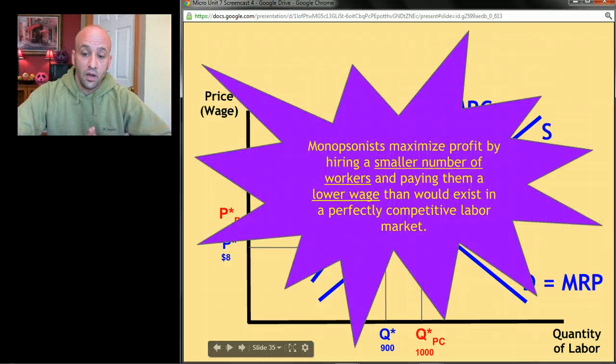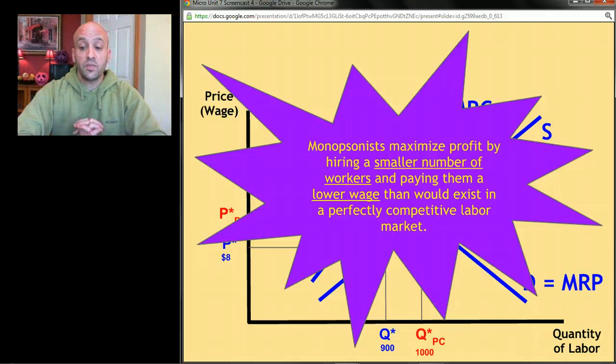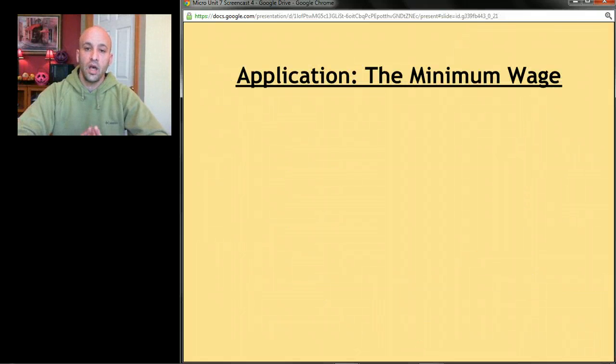All right, so the upshot here: monopsonists maximize profits by hiring a smaller number of workers and paying them a lower wage than would exist in a perfectly competitive labor market. Really important in this screencast to understand how perfectly competitive labor market graphs work and how monopsony graphs work. Now, one application of these graphs is that it allows you to understand some policy issues in a way that you might not have understood them before.